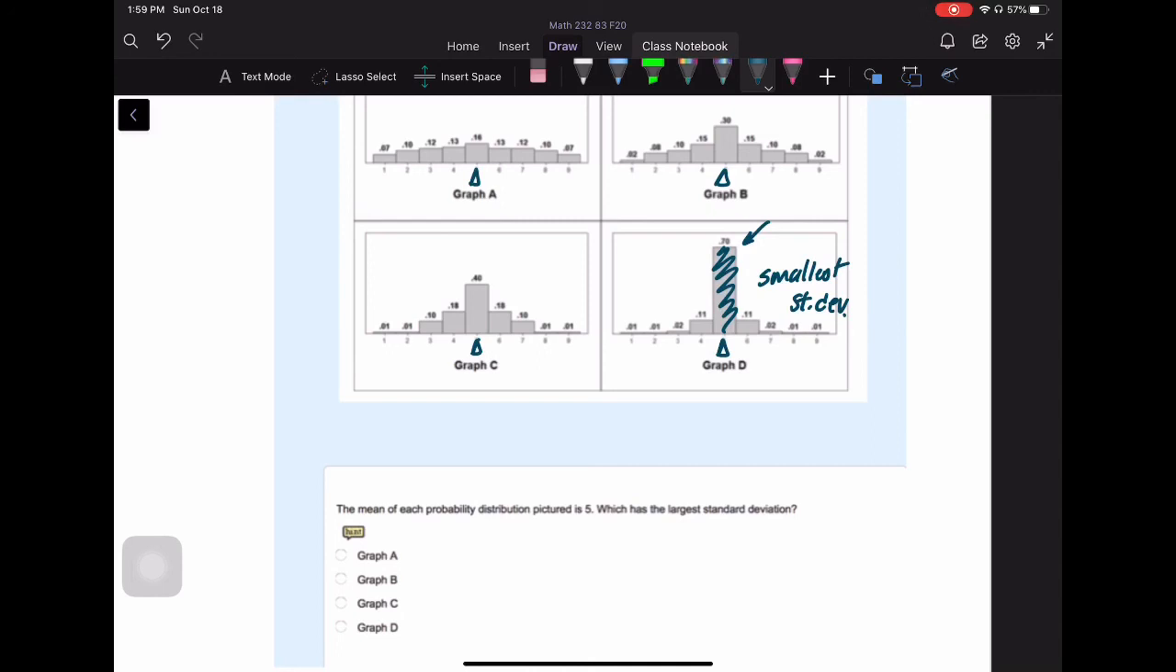There's not a lot of data outside. This peak is a little bit smaller. I would say that this is the second smallest. And then our next peak for B, so that means that I would say that graph A has the largest standard deviation. That is it for Module 15. We're moving on to 16 next.